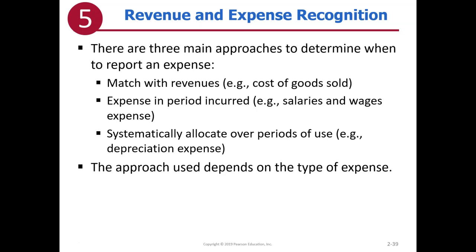So the systematic allocation, basically, you think of straight line depreciation. We're just going to divvy up the cost of the truck over the 10-year period we use it. So the approach that we use, one of those 3 approaches, it depends on basically the type of the expense happening.